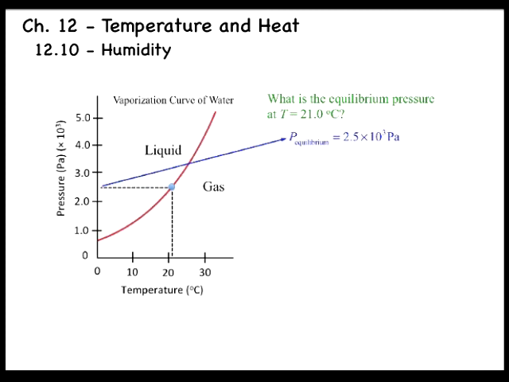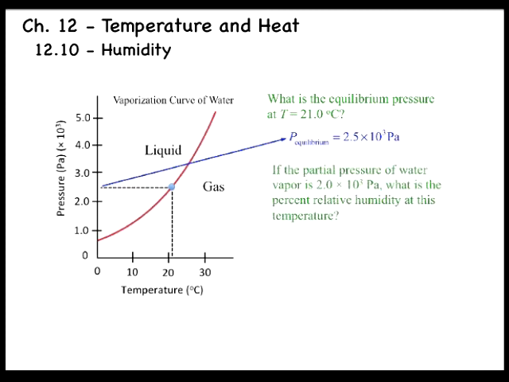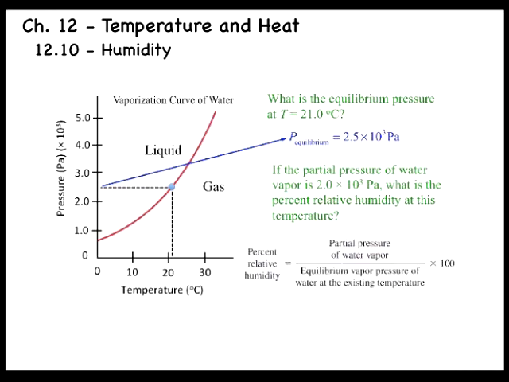Now, suppose that the partial pressure of water vapor is 2.0 times 10 to the third Pascal. What is the relative humidity? The percent relative humidity equals the partial pressure of water vapor divided by the equilibrium vapor pressure at the existing temperature multiplied by 100. This is equal to 2.0 times 10 to the third Pascal divided by 2.5 times 10 to the third Pascal times 100, which is equal to 80%.